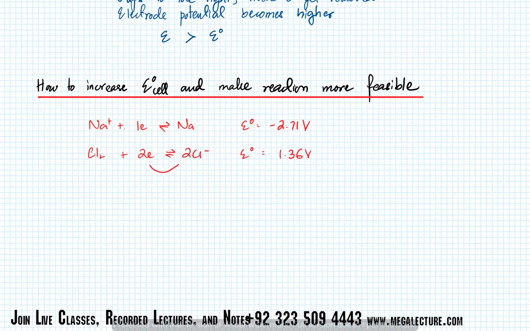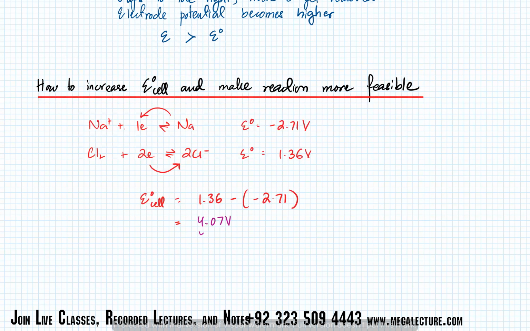So this is going to gain, higher gains and the lower loses, right? The standard E naught cell under standard conditions, it's reduction minus oxidation. So it's 1.36 minus 2.71. क्या value आती है इसकी? 4.07. 4.07, ठीक है.